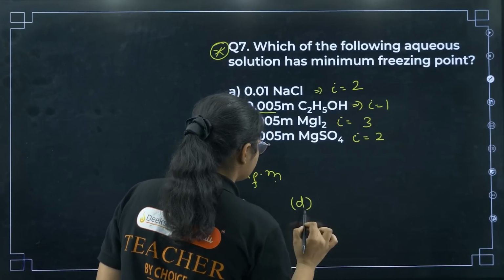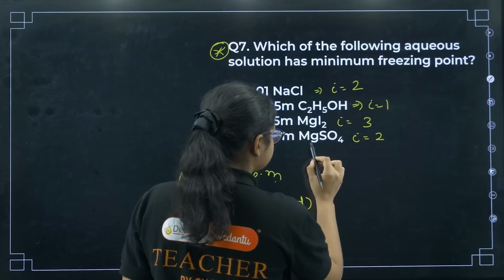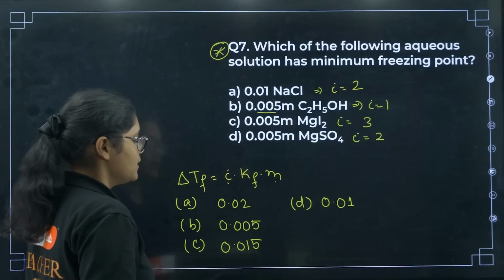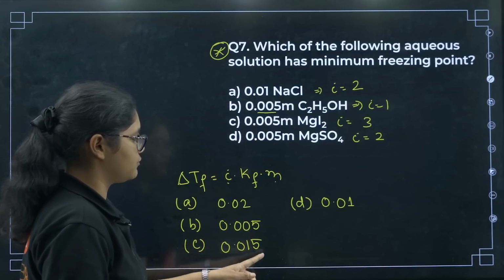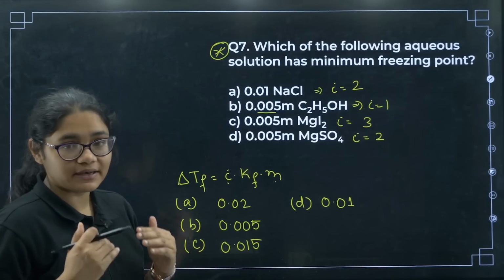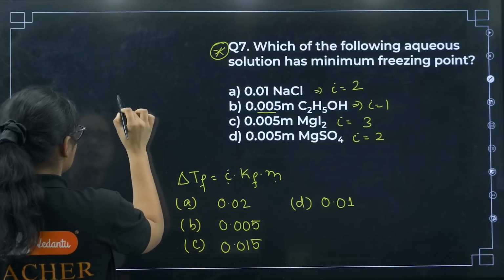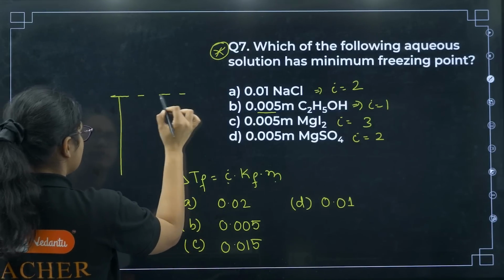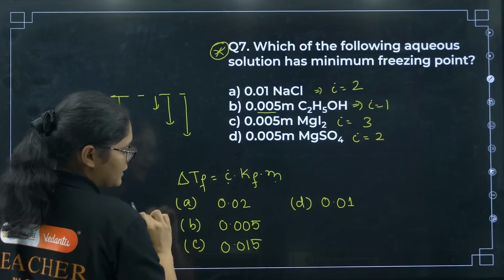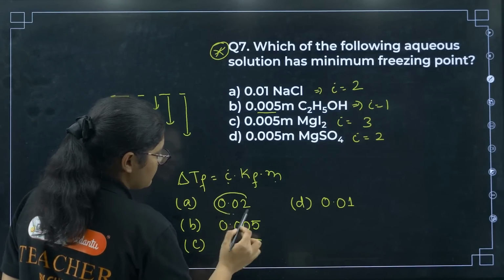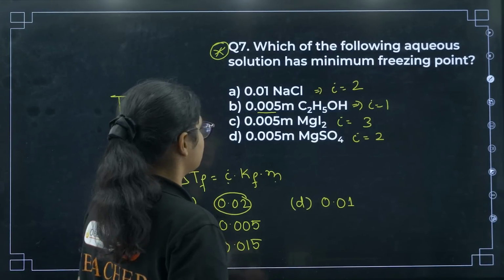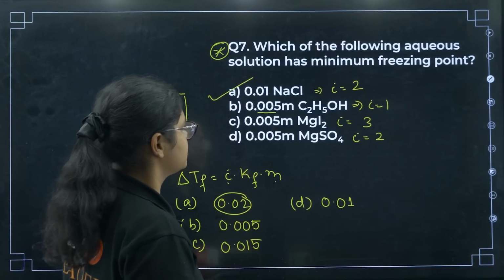Next, D option, we have here 0.01. Okay, 0.02, 0.005, 0.015 and 0.01. Now what we can see is where the freezing point is minimum. Okay, so see, you have a graph like this, suppose the freezing point is decreasing, right? The freezing point depression will depend on this delta TF value, and it is maximum here, 0.02. So yes, option number A has to be the correct answer.